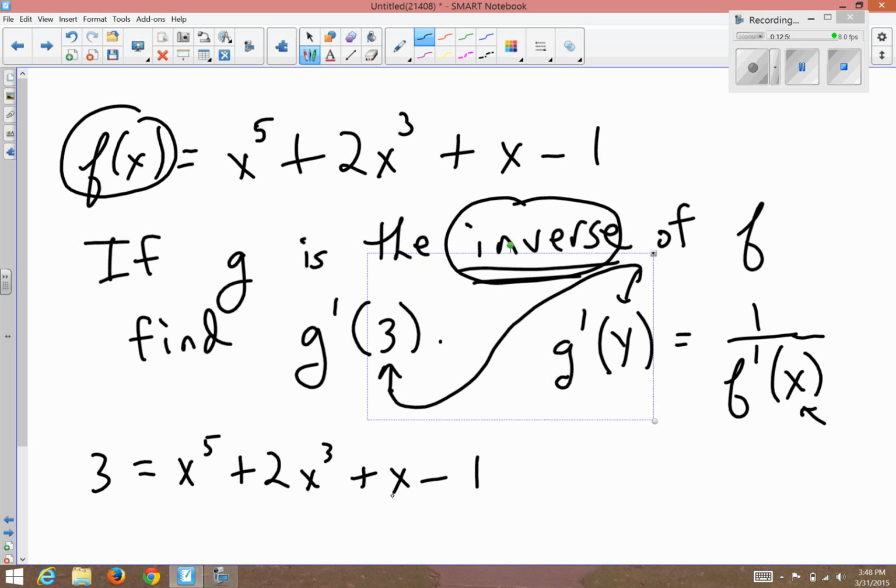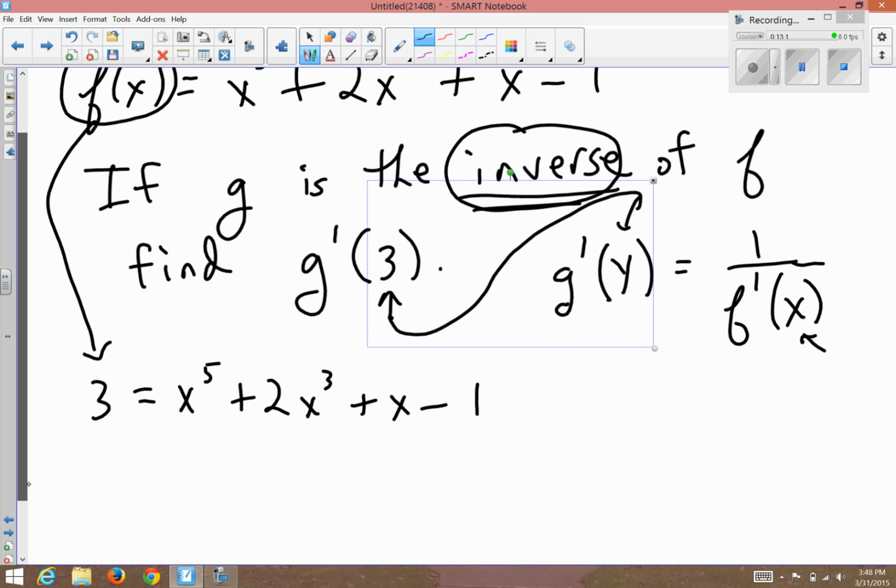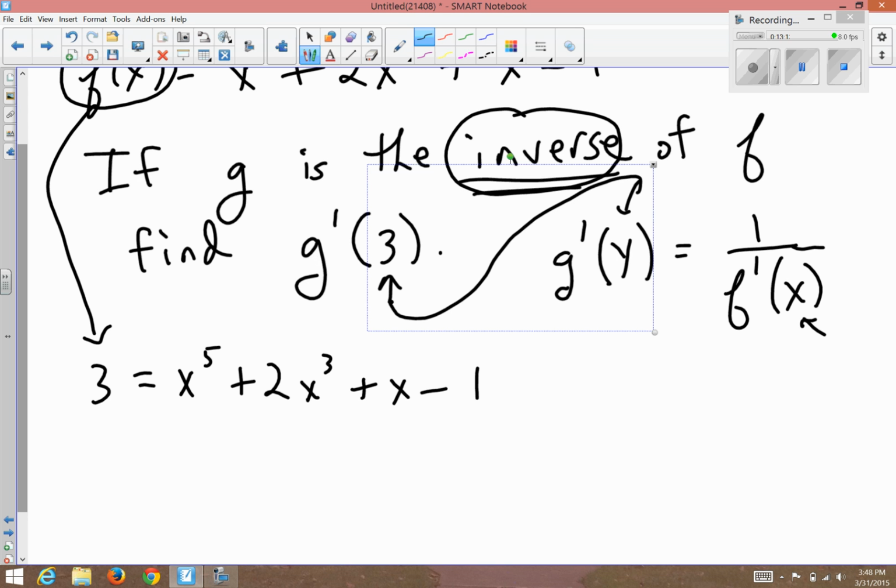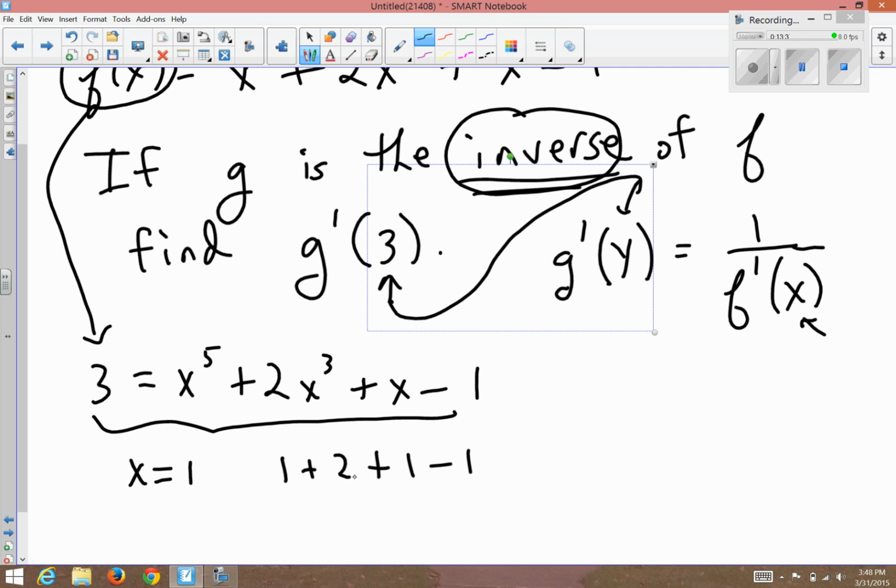We have to find the x in this function that makes y 3. We have to find the x for which y is 3. And by trial and error, or by graphing this on a calculator, you can see that this equation is true when x is 1. Because 1 to the fifth plus 2 times 1 to the third plus 1 minus 1 is equal to 3.